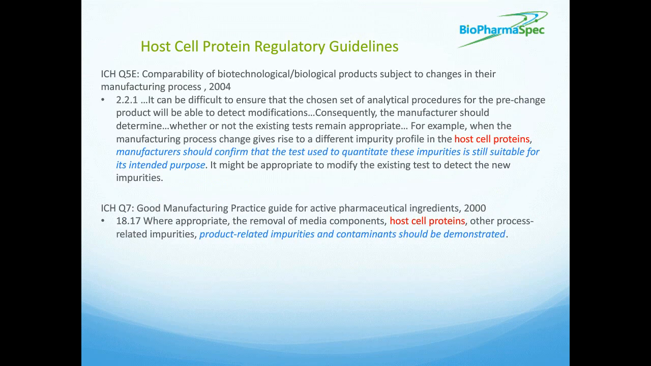In the ICH Q5E, they discuss that previously qualified host cell protein assays may no longer be appropriate if there's been a change in the manufacturing process, and the assay should be requalified. And finally, in the ICH Q7, they discuss that removal of host cell proteins should be demonstrated, and testing should be performed throughout the manufacturing process to show an active decrease in the host cell protein levels.